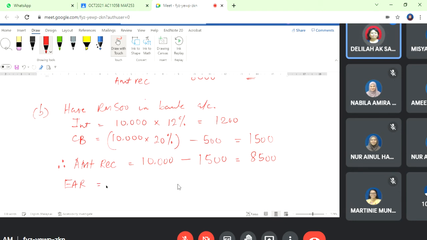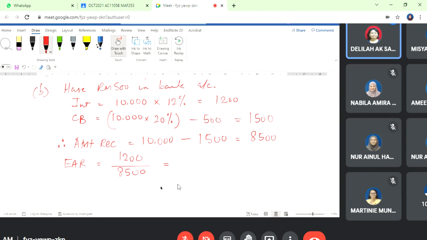The effective annual rate is still going to be interest divided by amount received. Interest is still 1,200. But now you receive 8,500 ringgit. So sekarang dia jadi berapa persen? 14.12%.